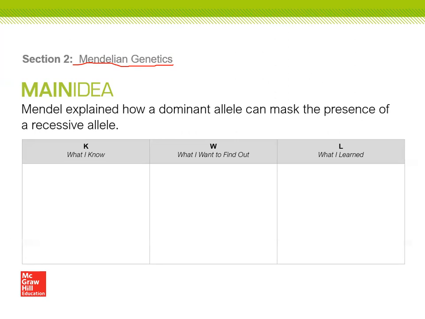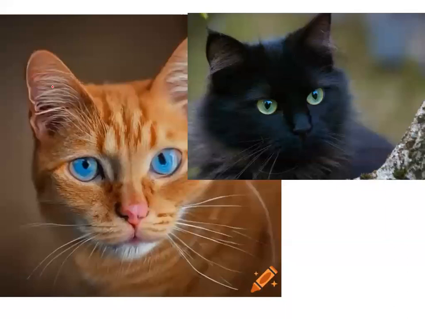But before that, a little bit of a vote here. I'm a cat guy. I like cats. I have cats. If I were to take an orange cat with blue eyes, and I were to mate it with a black cat with green eyes, what would the babies look like?